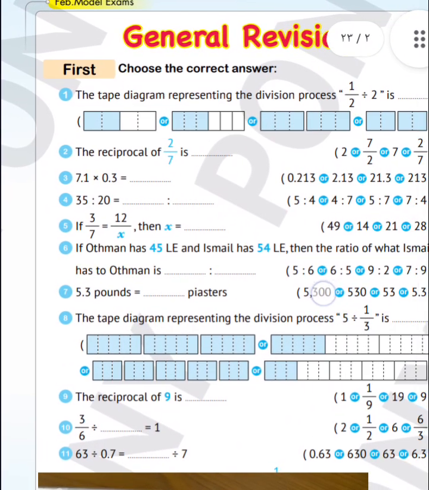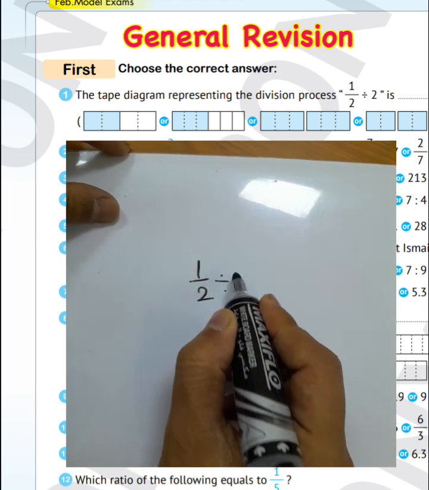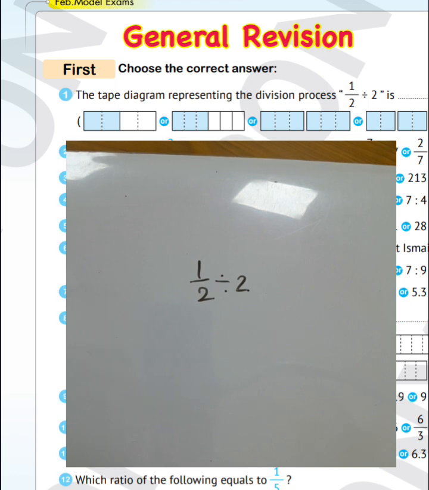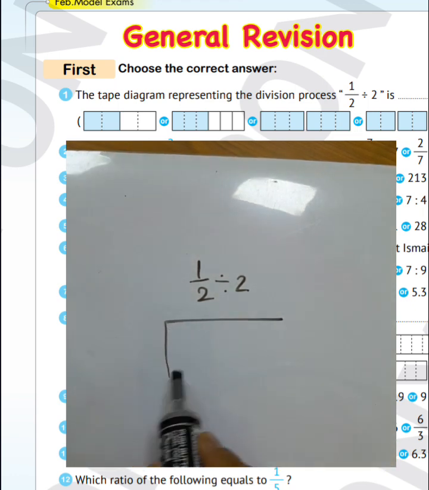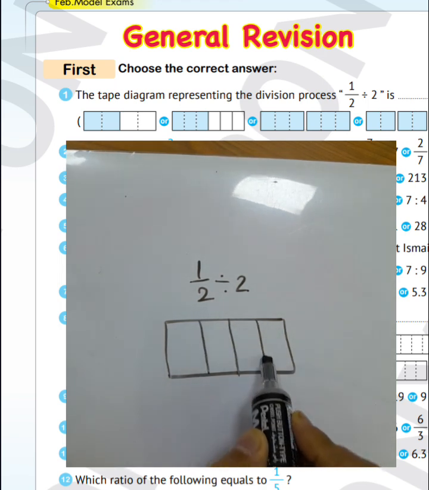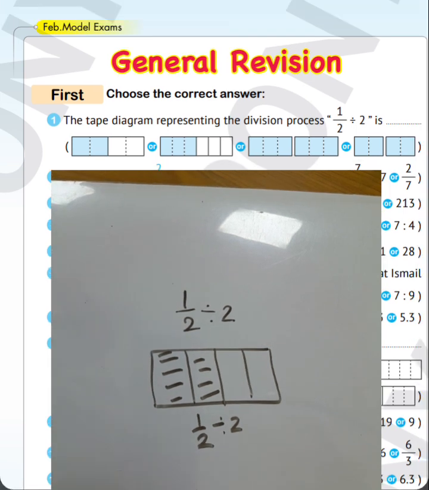February revision. Look at with me about question number 1. First, the type diagram represents division. Half divided by 2 is what? Half divided by 2 means half of this type diagram divided into 2 equal parts. We have this type diagram, we have half divided by 2, divided into 2 equal parts. Okay, choose the first one, half divided by 2.